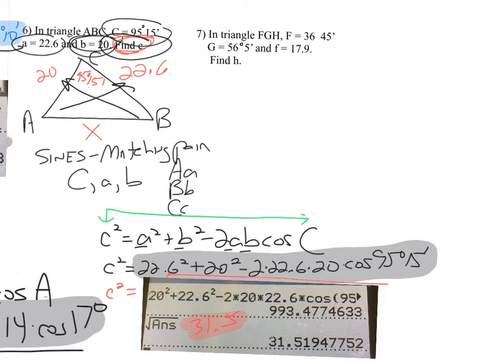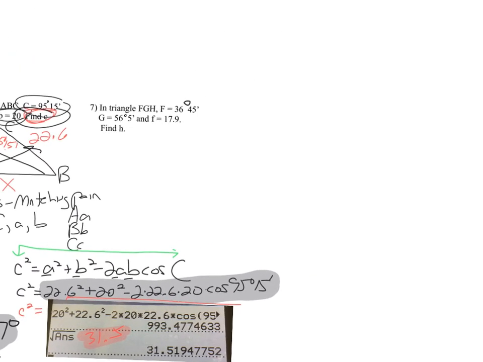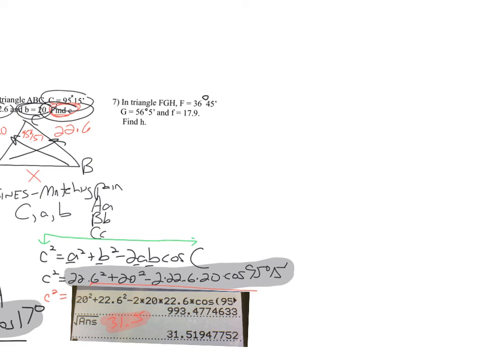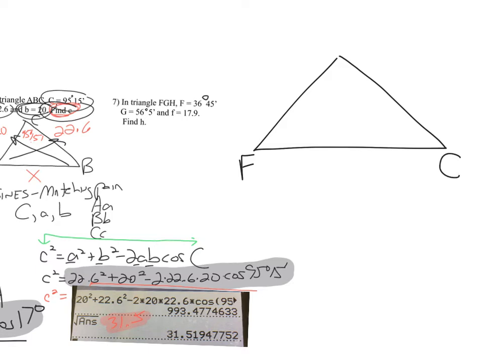Finally, make sure again your photo is attached to this assignment. Finally, we're going to look at problem number 7. In problem number 7, it gives you triangle FGH. So I'll label my triangle. Doesn't matter where the letters go, it matters how you label it.